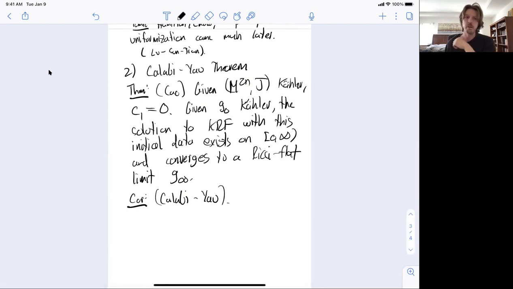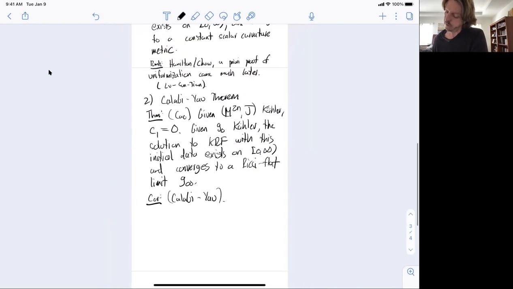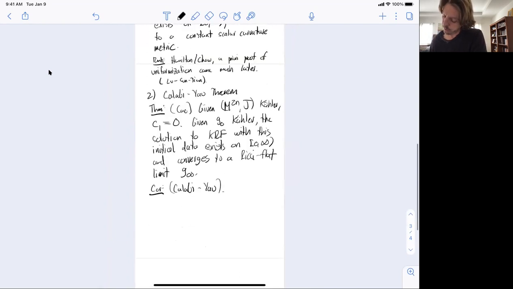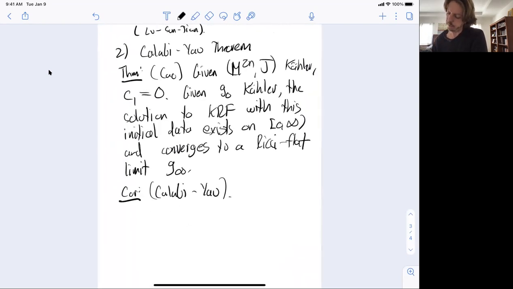So in particular, in any Kähler class, you fix any Kähler class, then you just take any initial data and you'll flow to something canonical, to Ricci flat. Okay. So yeah, I'm actually going to basically give a proof of this theorem eventually.